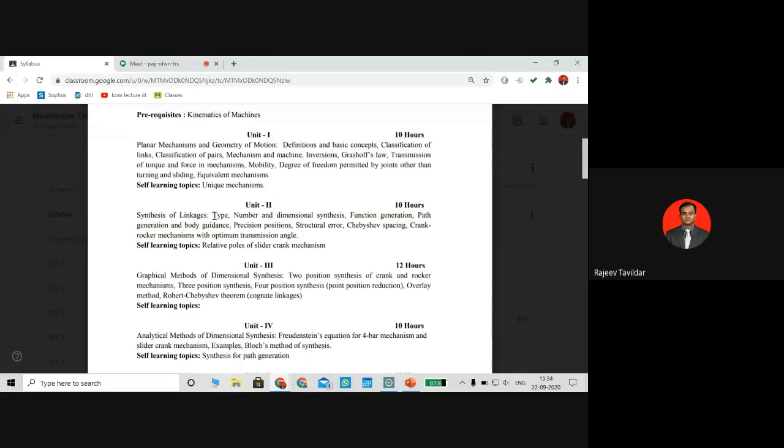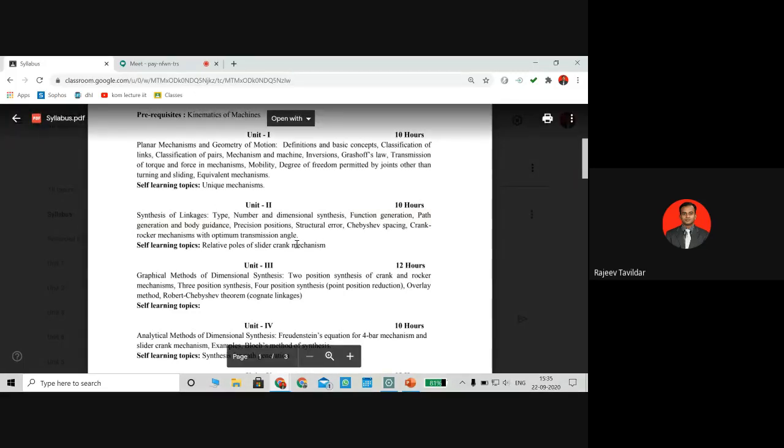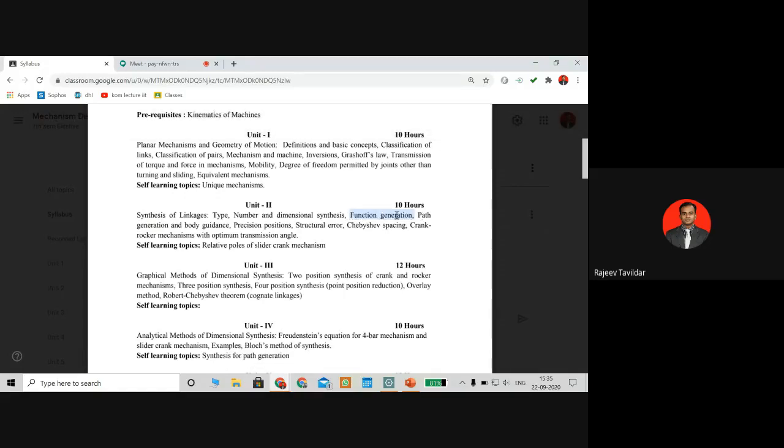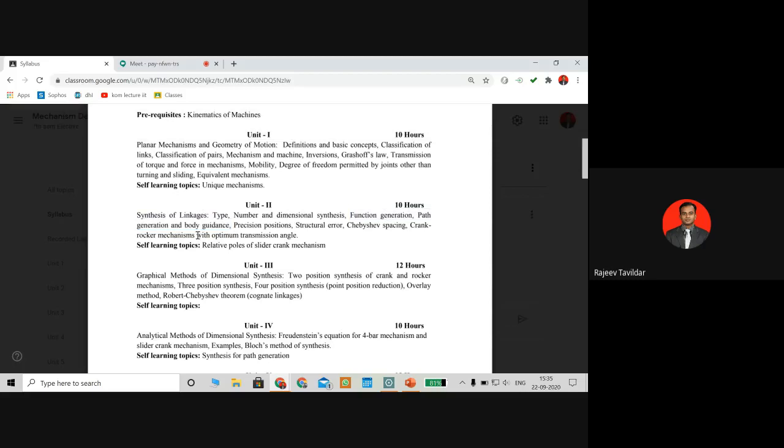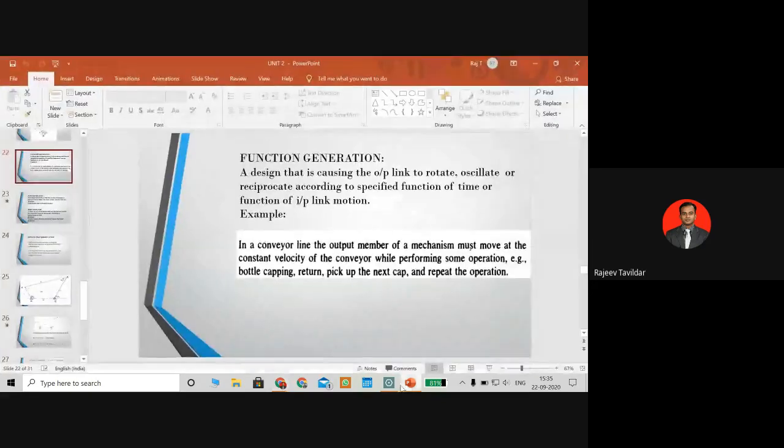We had left with two things. One was function generation, path generation, and body guidance. This is one concept, a very small concept. And the last part, that is crank rocker mechanism with optimum transmission angle. So these two things were remaining. Let us try to cover them in today's class.